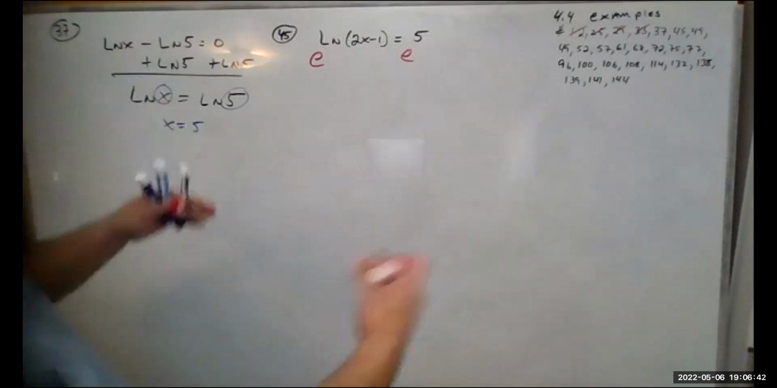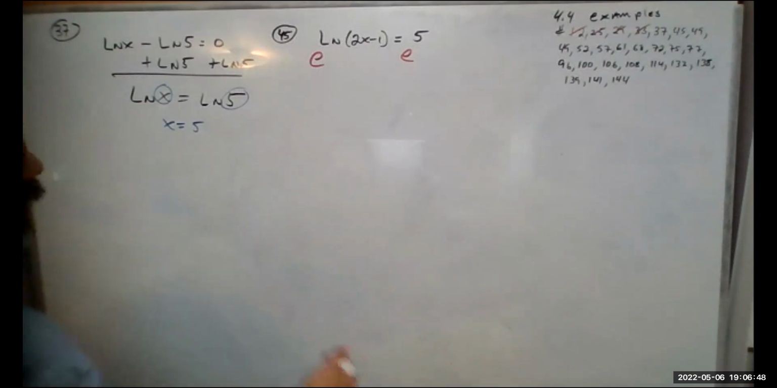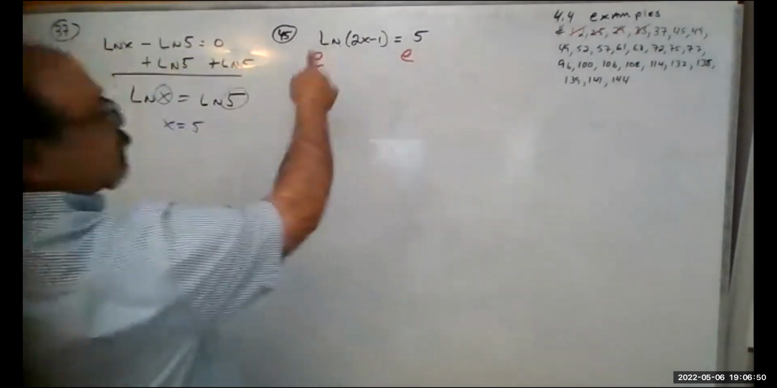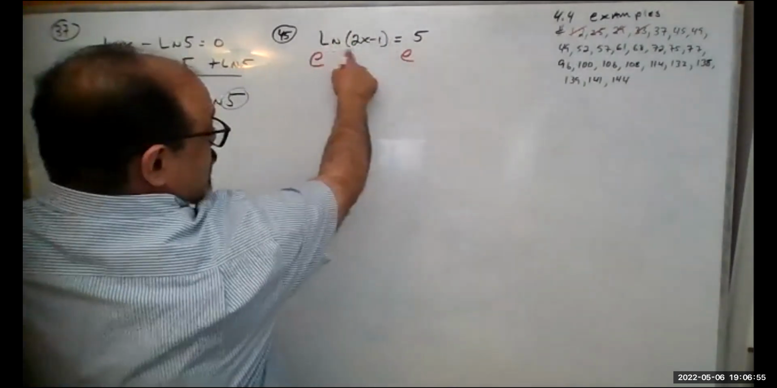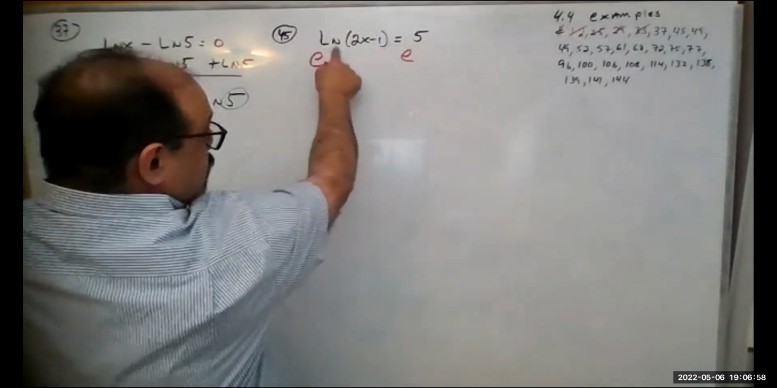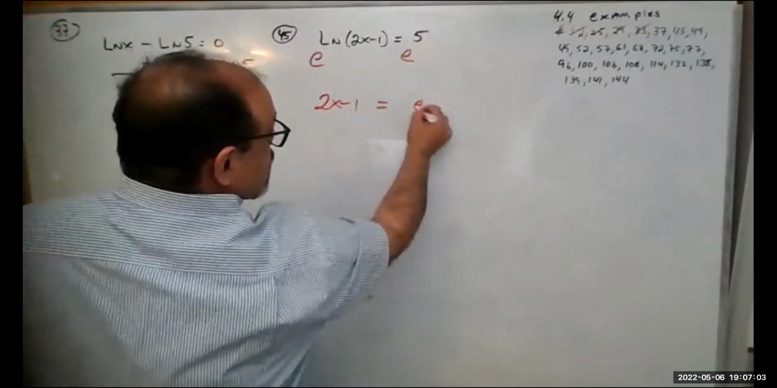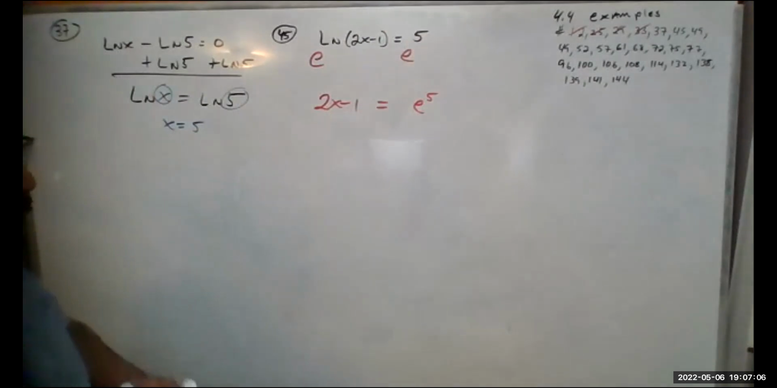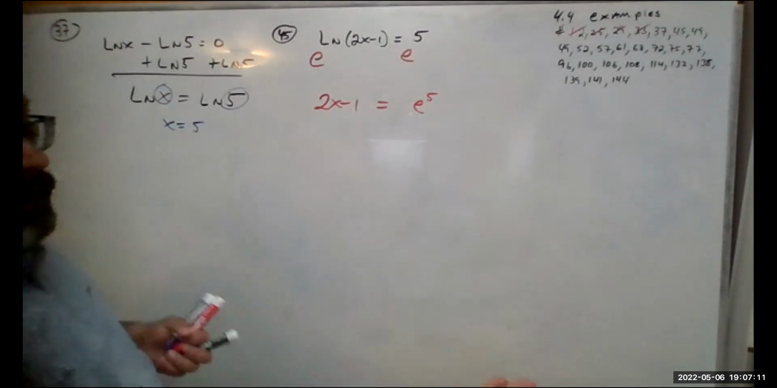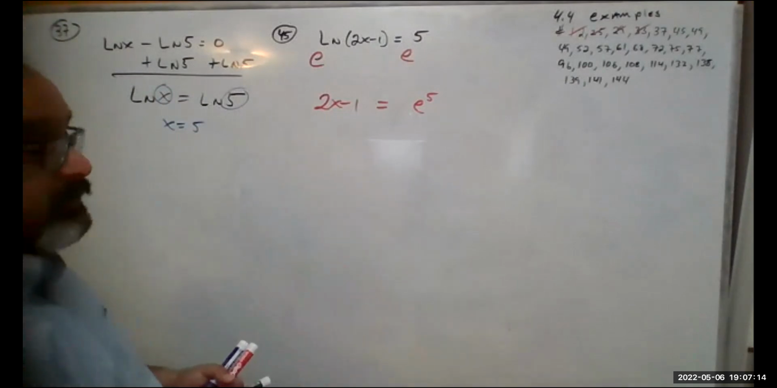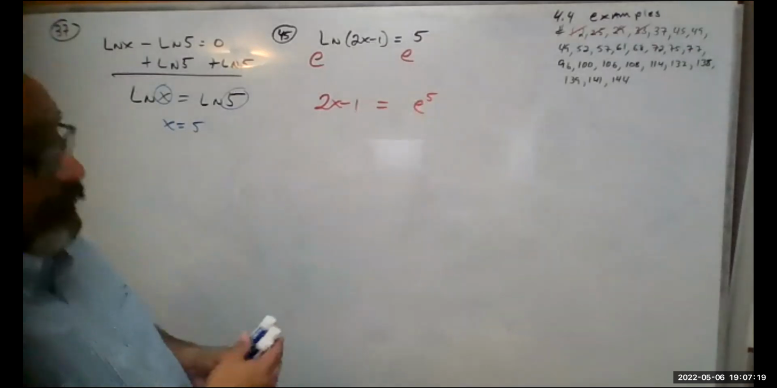You don't say you raise both sides to the e power, because you're using each side as a power of e. e to the natural log of 2x minus 1 undoes the logarithm, and we get 2x minus 1 equal to the right side, which is e to the 5th. I've already looked, and the directions don't want decimals. If they wanted decimals, they would tell you in the directions. So we want the exact answer. e to the fifth is the exact value.